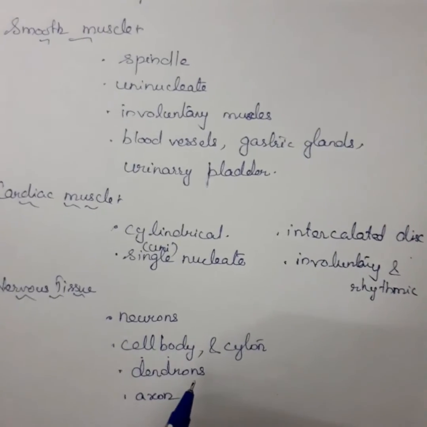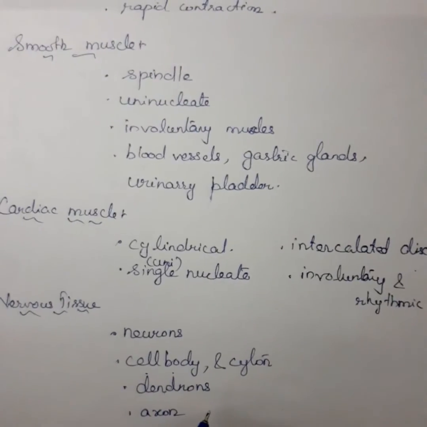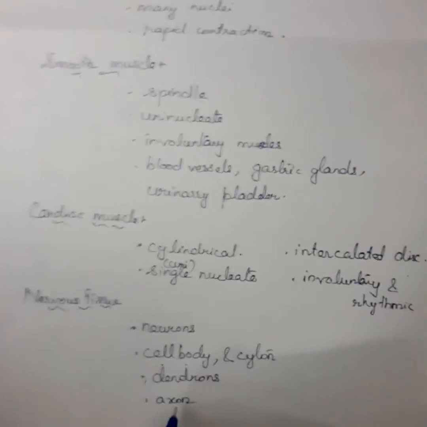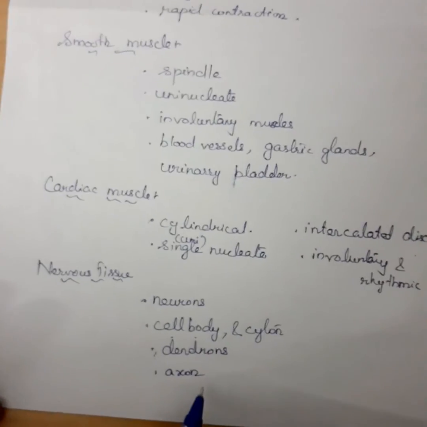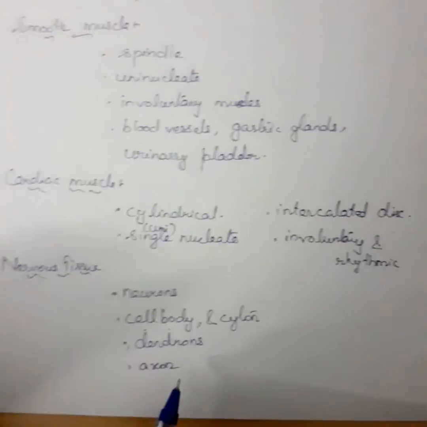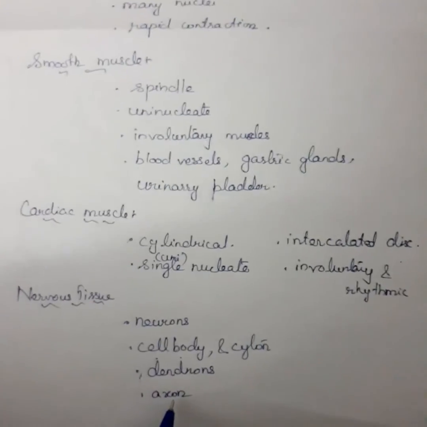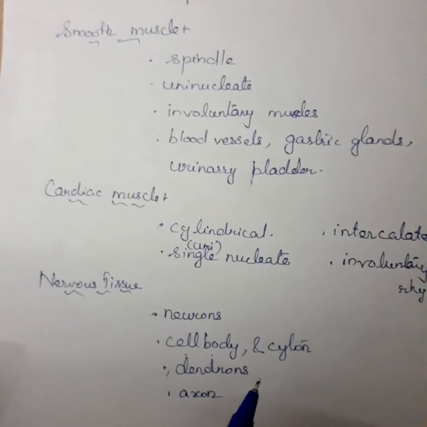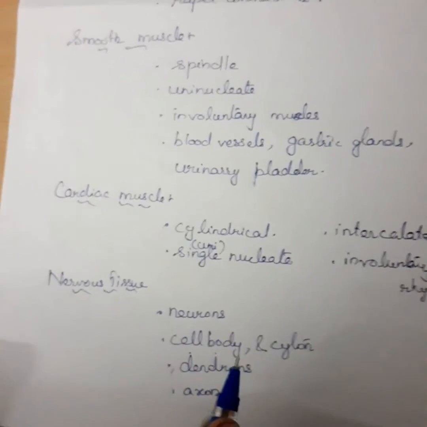The axon end has terminal branches. The axon is a single long fiber developed from the cyton. Only one point is very important: the neuron is the functional unit of the nervous tissue. It is connected with nervous organs. It sends signals to different parts of the body.